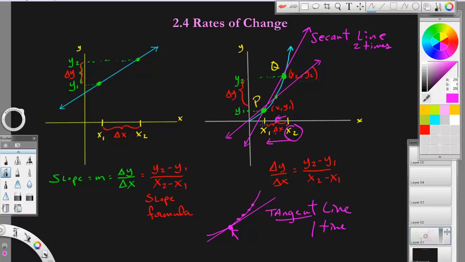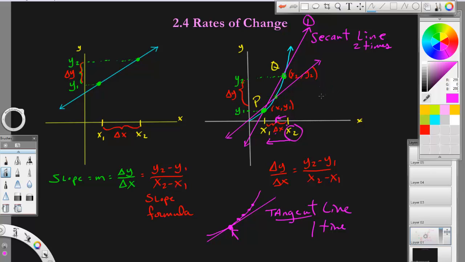So let's go back and review. When you have x1 here, the yellow, x1 and x2 here, and this would make this purple line, we'll call it number 1 here. That purple line number 1 is a secant line, and that's called a rate of change between x1 and x2.